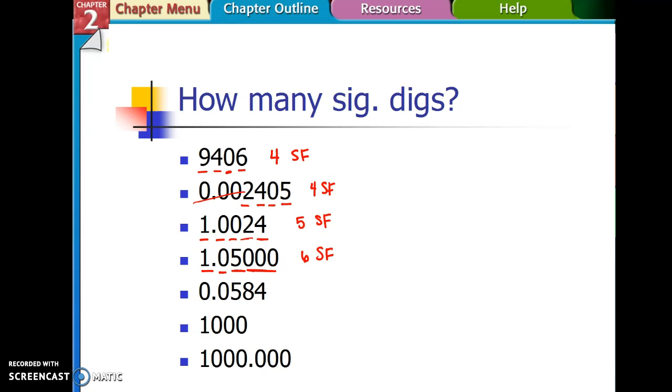Alright, 0.0584. We know the 5, the 8, and the 4 are significant. There's no sandwich 0, so Rule 2 does not apply. And Rule 3 does not apply, because even though that 0 is after a decimal, it's not after a non-zero digit. And Rule 4 does apply. These are placeholder zeros. They're not after another non-zero digit. So there are only 3 significant figures here.